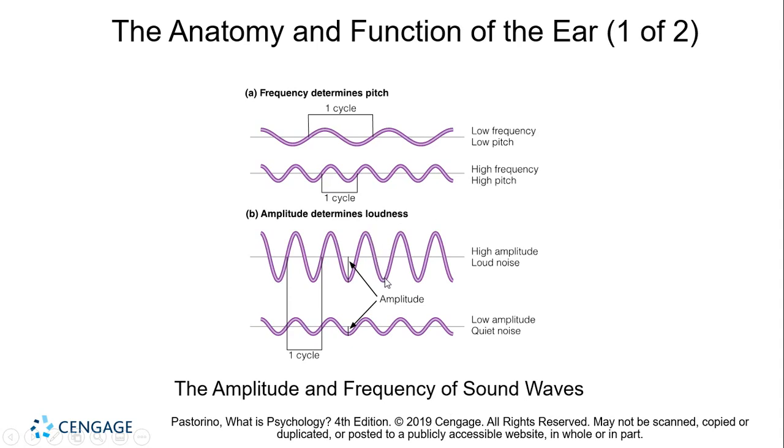Right now, if your volume is set too high, what's happening is that the amplitude being released by your headphones or your computer is too high. And so you lower that, you lower the amplitude so that the sound is a little bit quieter, is softer.